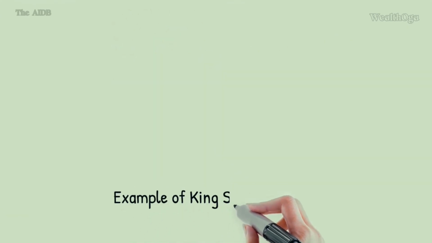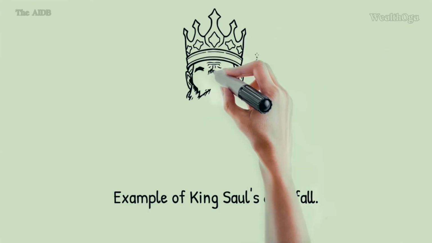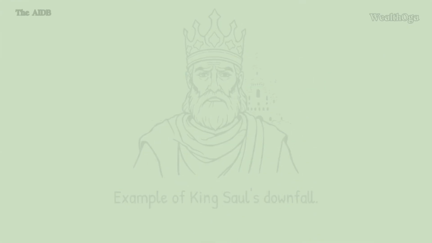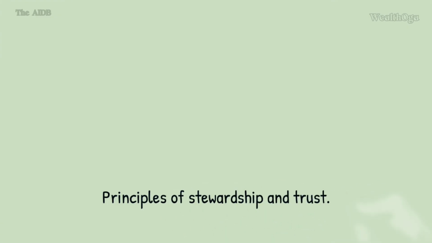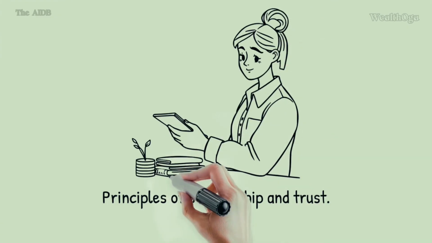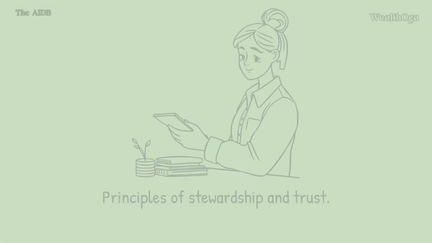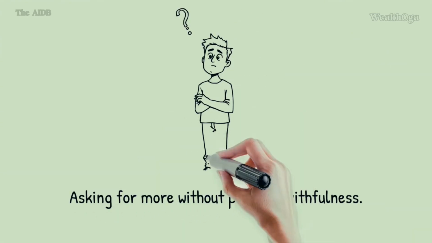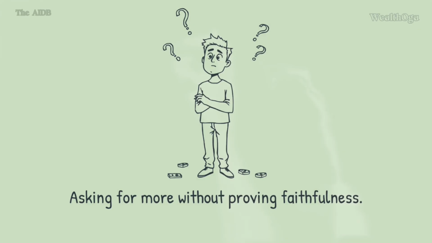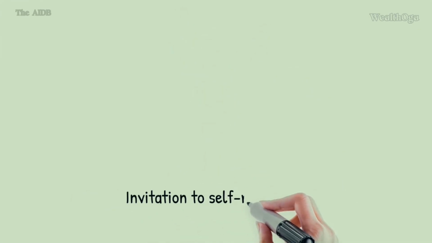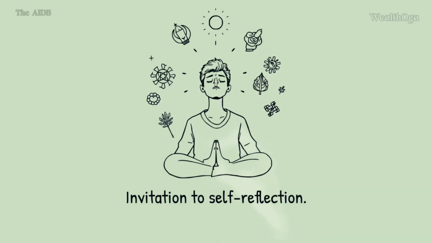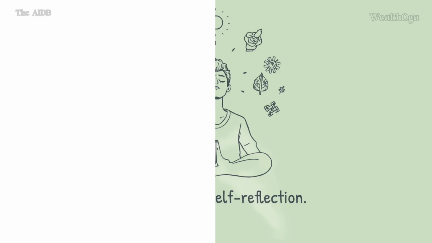Think about King Saul, given incredible power and position, yet his disobedience led to his downfall. God operates on principles of stewardship, and His trust is earned, not just given. You might be asking for millions when you haven't proven faithful with hundreds or even tens. This isn't a judgment, it's a warning and an invitation to self-reflection, a critical first step on your journey to true kingdom financial freedom.